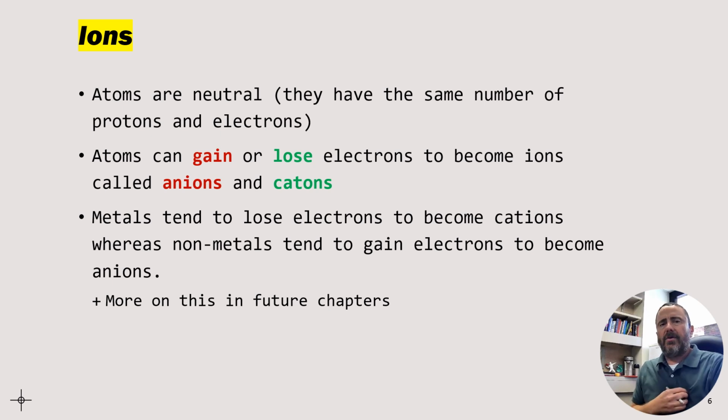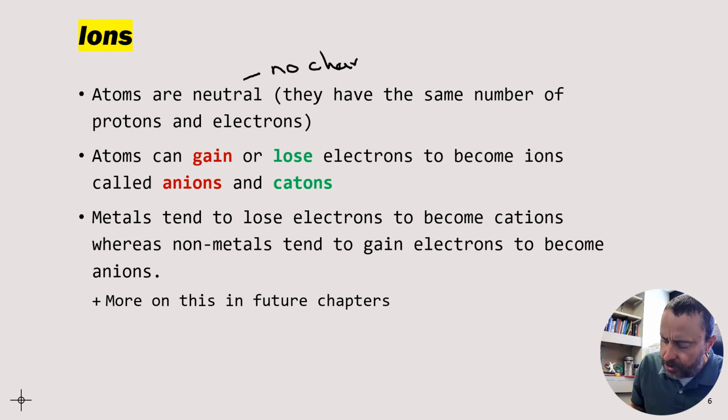Now, most of the time our atoms are going to be in their neutral state, meaning they have the same number of protons and electrons, and so they have no charge associated with them. If you come across a random carbon, it's probably not going to have a charge. Or a random sodium atom is neutral, with the same number of protons and electrons.